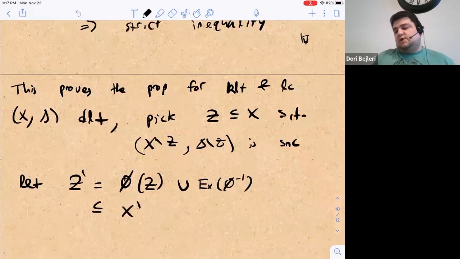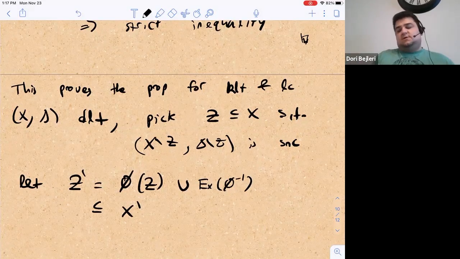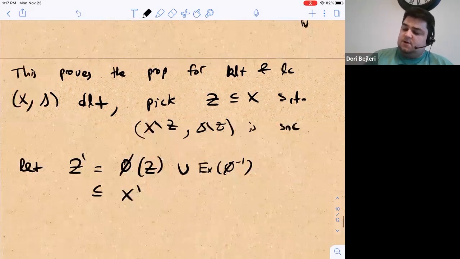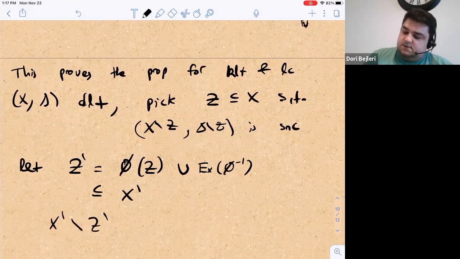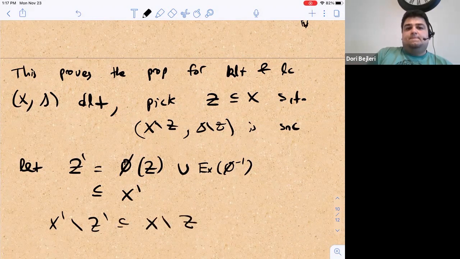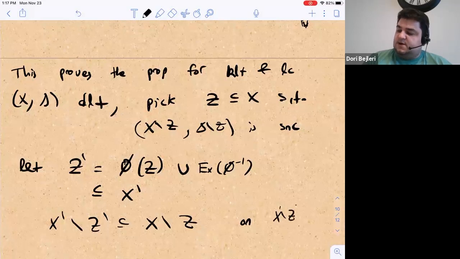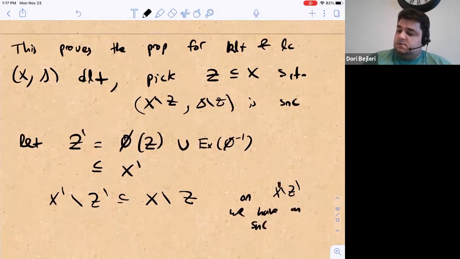So look at wherever phi is defined on your Z, take its image, take its closure. That's what phi of Z means, and then take the exceptional locus of the inverse. So take everywhere that the inverse is not defined. That gives us some subset on the X prime. The first thing to note is that X prime minus Z prime is actually just an open subset of X minus Z because we're removing the exceptional locus. And so on X prime minus Z prime, we have an SNC pair, or an SNC divisor.